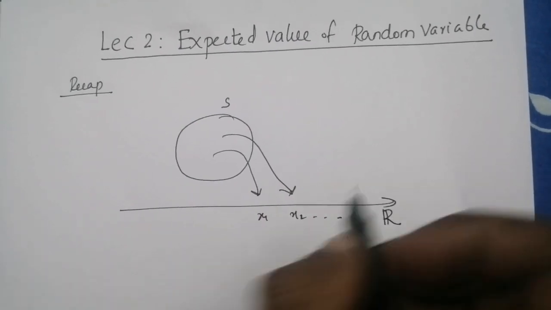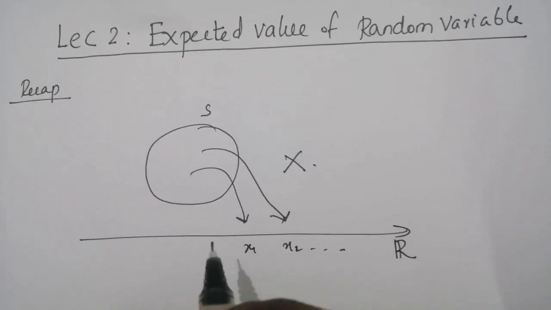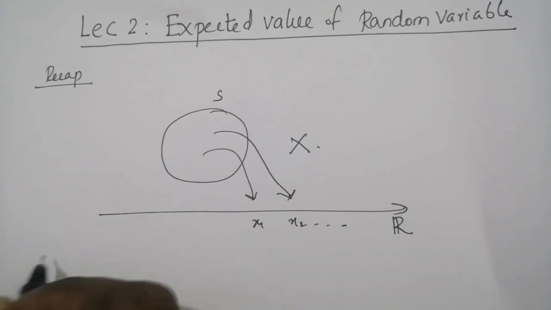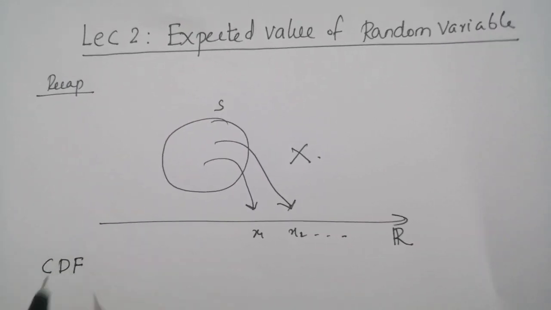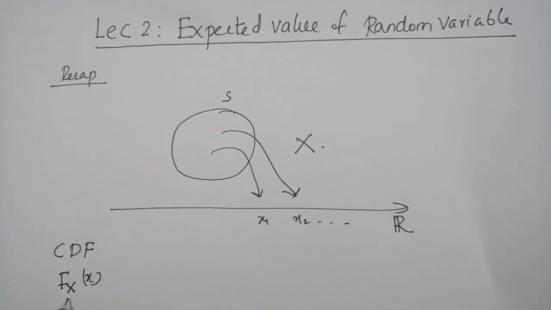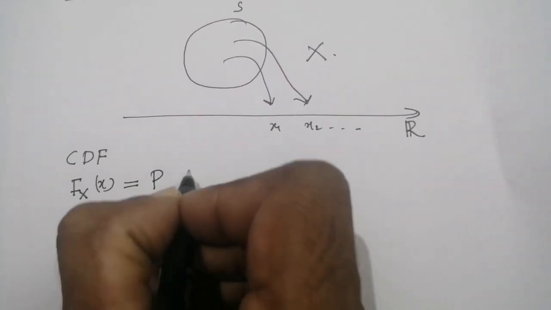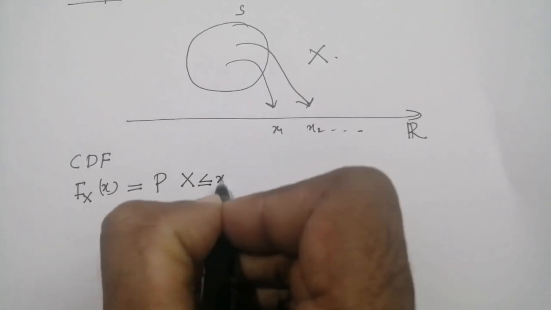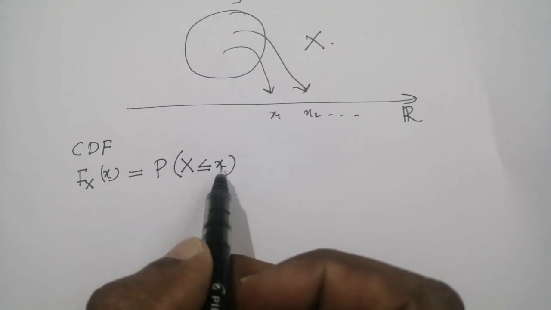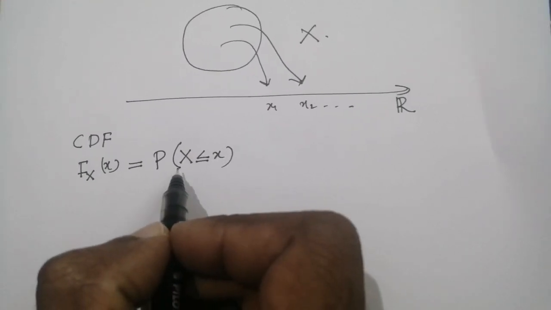So this is your real axis, and this is your random variable. We know that a random variable is a function that maps the outcome of a random experiment to real numbers. Then we discussed the cumulative distribution function, represented as F_X(x). Here X is the random variable and x is the value taken by the random variable. It is defined as the probability that the random variable X takes a value less than or equal to x.